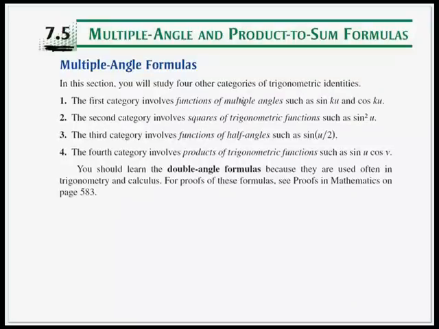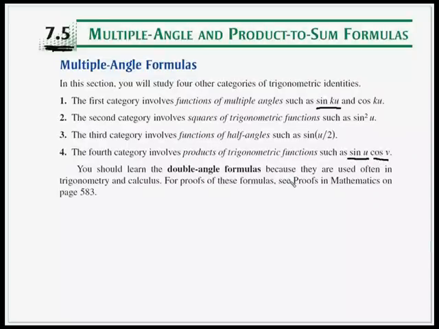The first category is functions of multiple angles, such as sine of k times u or cos of ku, where k is just some number. The second category is squares of the trig function, such as sine squared. Third category is functions of half angles, like the sine of u divided by 2 or half u. The fourth category is products of trig functions, such as sine of an angle times cos of a different angle.